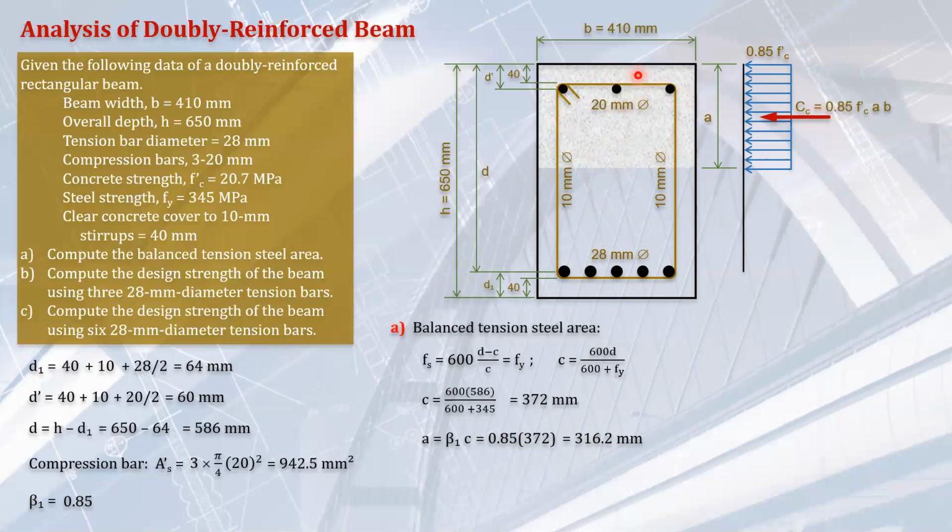And then yung ating compression bar, meron tayo, CS, tawagin natin CS. AS prime, your AS prime is 942.5 times FS prime. Okay, take a look. Yung FS prime natin, hindi pa natin alam kung mag-yield yan. So leave it as is lang muna. FS prime, it can be equal to FY or not. But okay, never mind. I-check na lang natin yan later on.